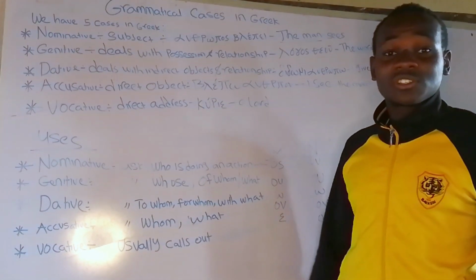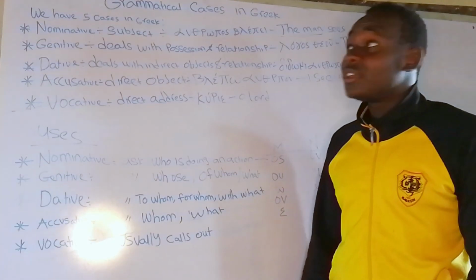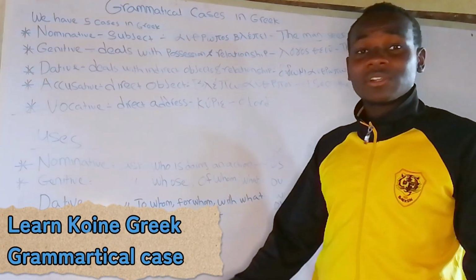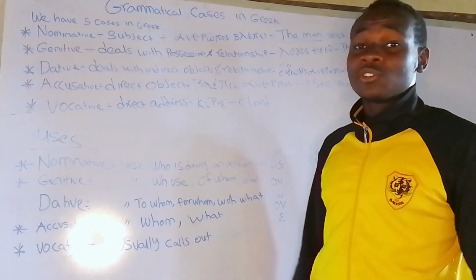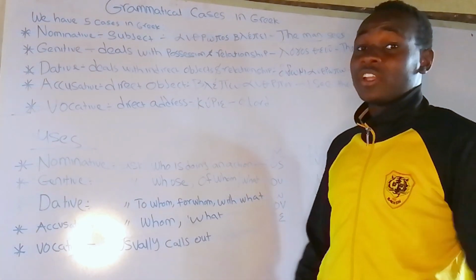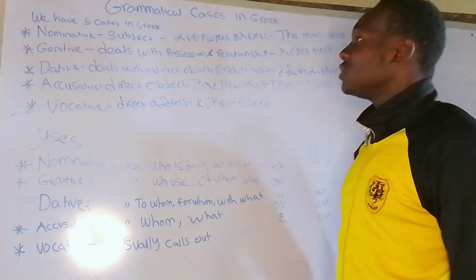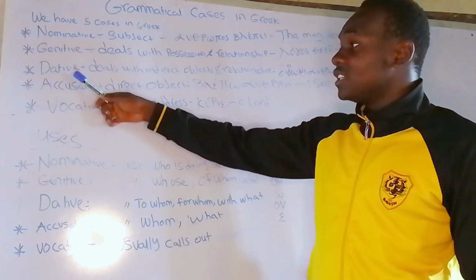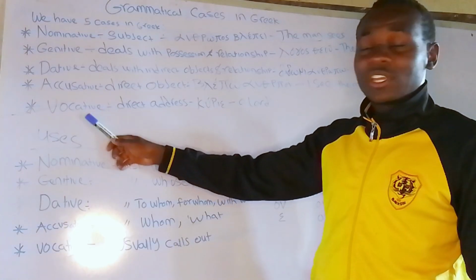In our previous class we discussed nouns and some basic vocabulary. In our class for today we'll be discussing grammatical cases in Greek. So what are grammatical cases? Grammatical cases are used to identify the function or the role of a noun or a pronoun in a sentence. So we have 5 cases in Greek which are nominative, genitive, dative, accusative and vocative.